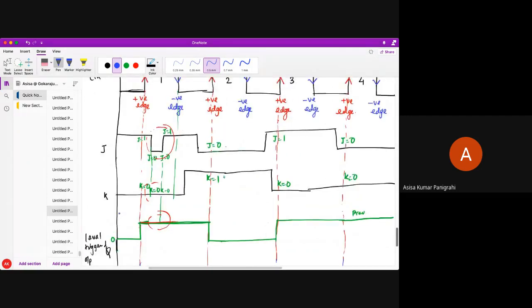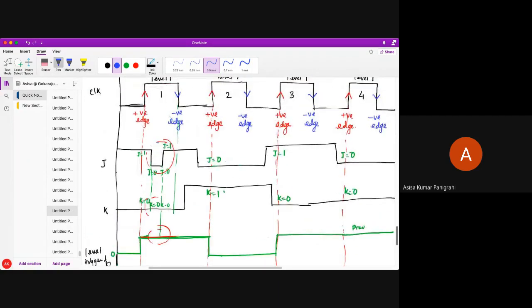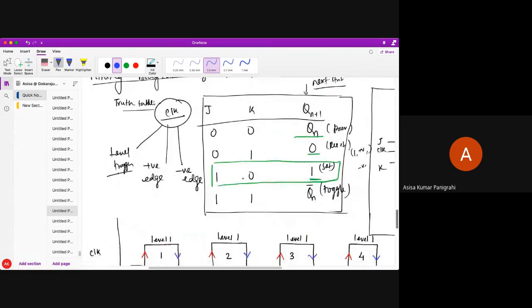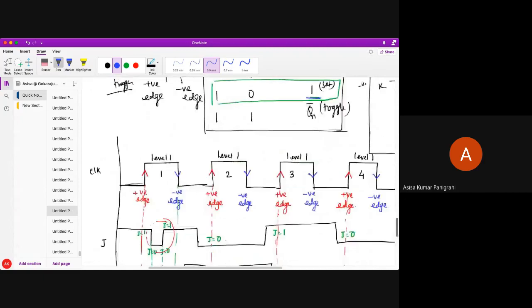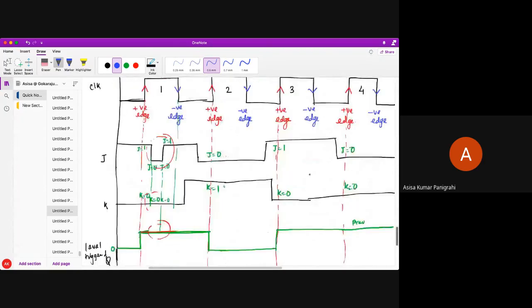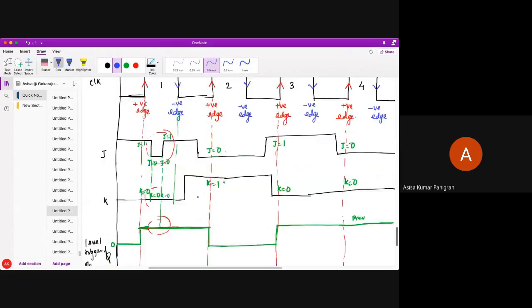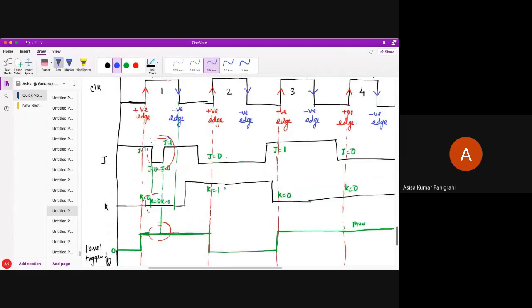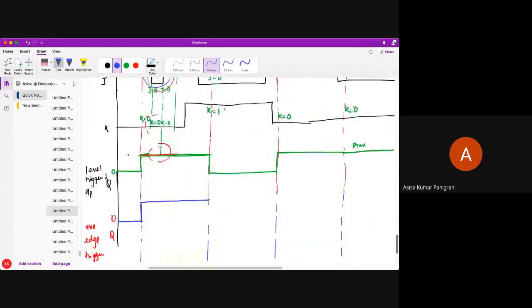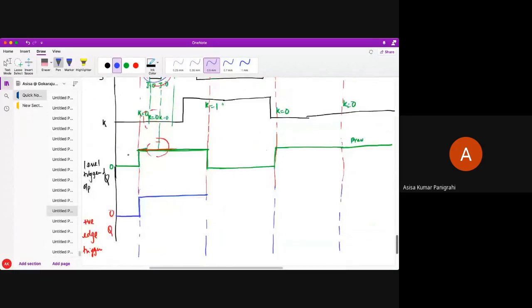Next, here it will check what my J and K are. My J is 1, K is 0. So if J is 1, K is 0, what will happen? It will just set to 1, and this set will stay up to the next positive edge. Whatever is happening in this level 1 or any change, it will not be reflected. It will only reflect if there is any change at the positive edges.